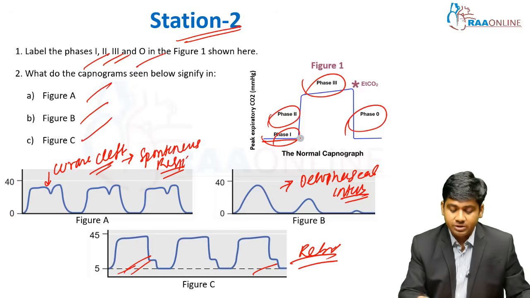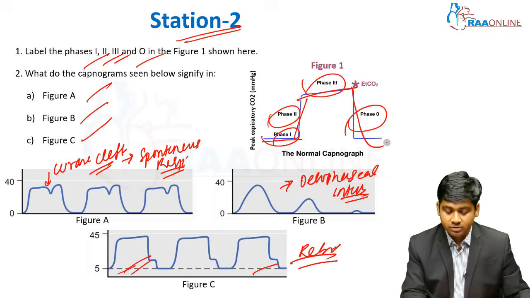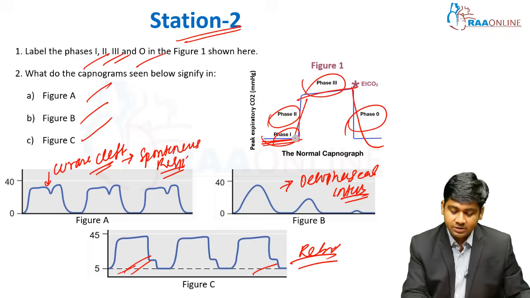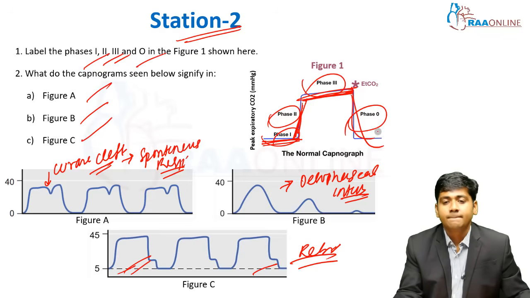This is the beginning of inspiration, this is the inspiratory peak, this is the inspiratory pause, and this is the start again. So this is the starting of inspiration, this is alveolar gas plus dead space, this is purely alveolar gas, and this is the starting of inspiration. Phase 1, phase 2, phase 3 and phase 4, okay.